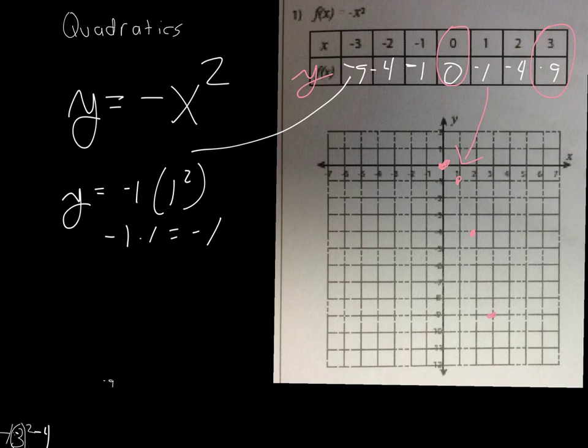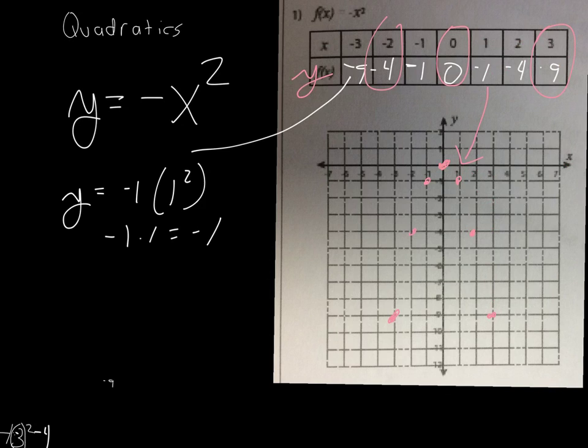And then I do the same thing on the other side. Negative 1, negative 1. Negative 2, negative 4. Negative 3, negative 9. And now I have my graph.